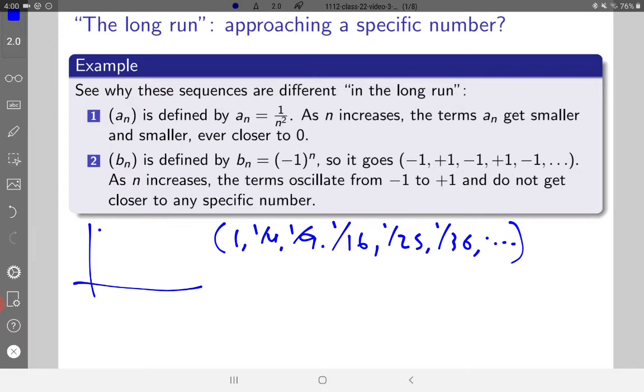They're approaching 0. Or in other words, if I plot the first term at the height of 1, and I plot the second term at the height of a quarter, and then the third term at the height of a ninth, and I just keep going like this, then as I scroll to the right, as I go very far down the line in the long run of the sequence, those values are getting closer and closer and closer asymptotically to 0. So I could say that the limit of this sequence is 0.